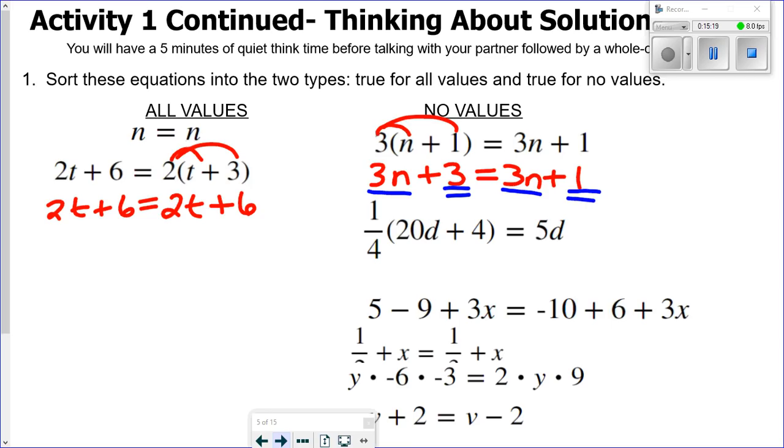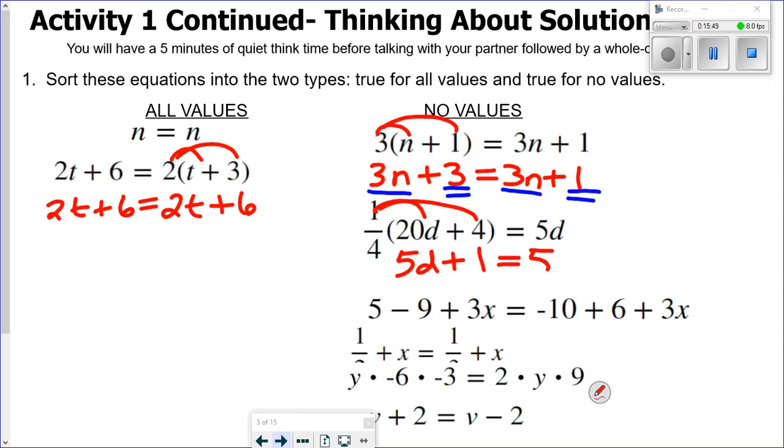Just as in the other two examples, I know I can use my distributive property again on the left-hand side of the equation, and I can distribute the 1/4. Remember, multiplying by a 1/4 is the same as dividing by 4. So if I take 20D and divide it by 4, I will get 5D. If I take 4 and multiply it by a 1/4, or divide it by 4, I get 4 divided by 4, which is 1 whole.